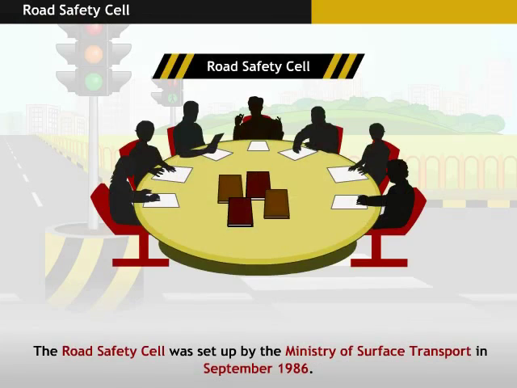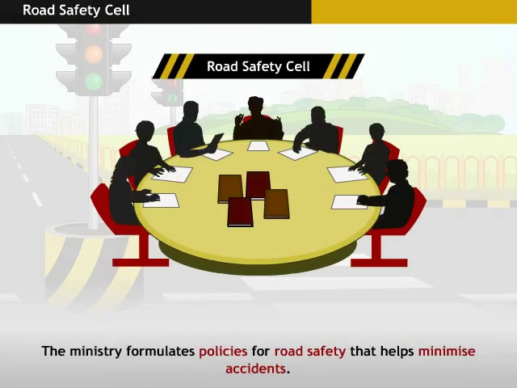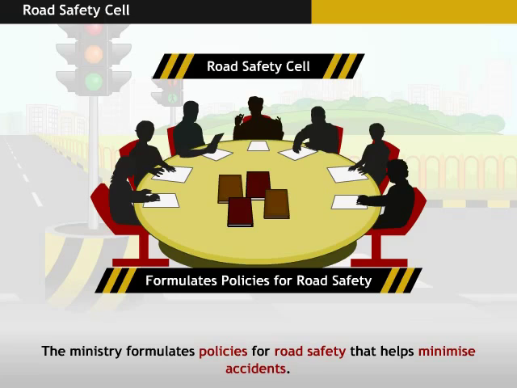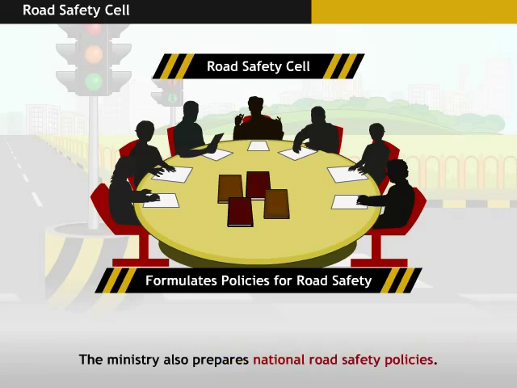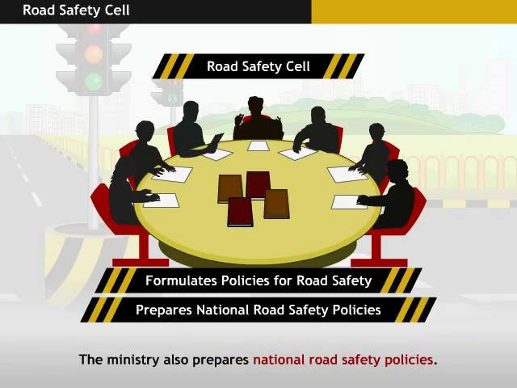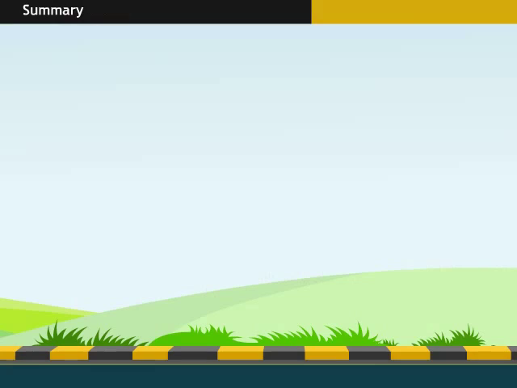The Road Safety Cell was set up by the Ministry of Surface Transport in September 1986. The ministry formulates policies for road safety that helps minimize accidents. The ministry also prepares national road safety policies.